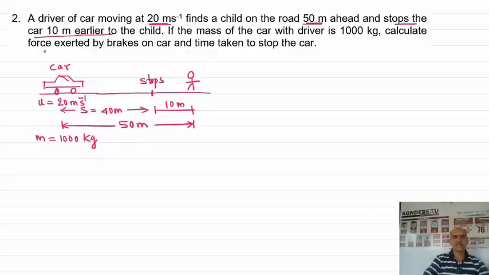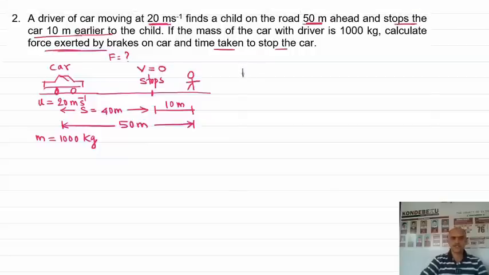Calculate the force exerted by the brake. Means you are required to find F and the time taken to stop the car. So here, car stops means final velocity is 0. So first you are required to find the force applied through the brake.